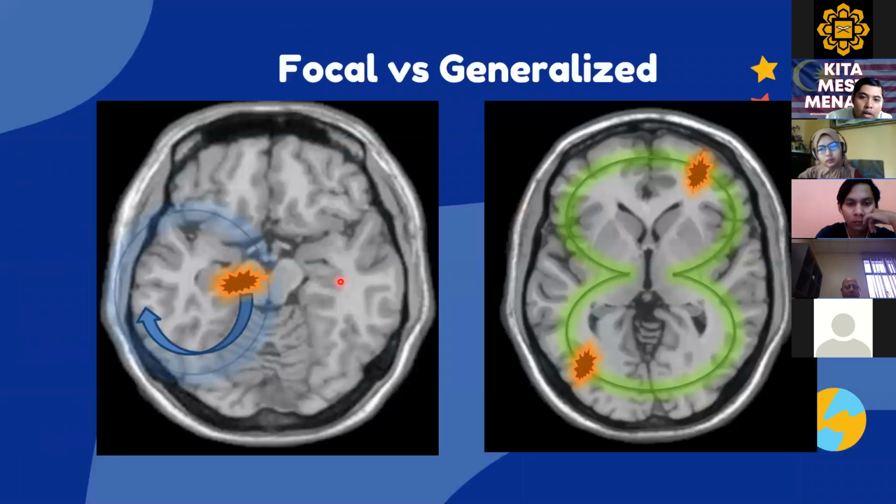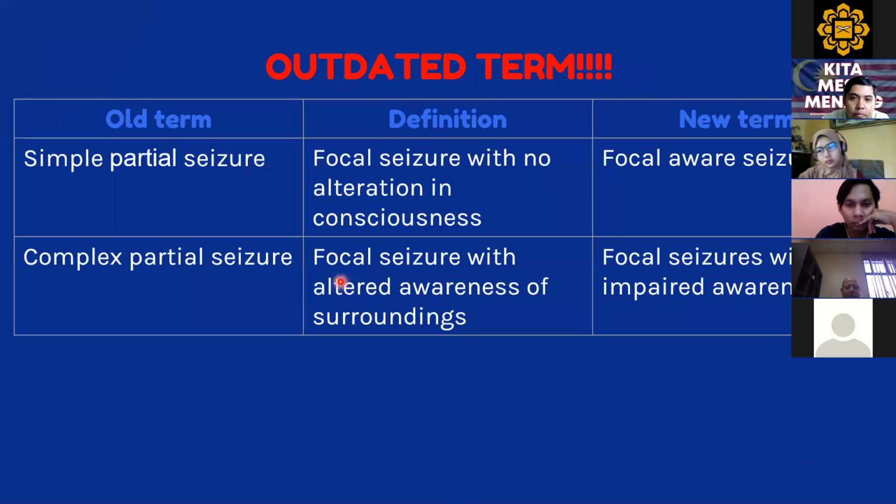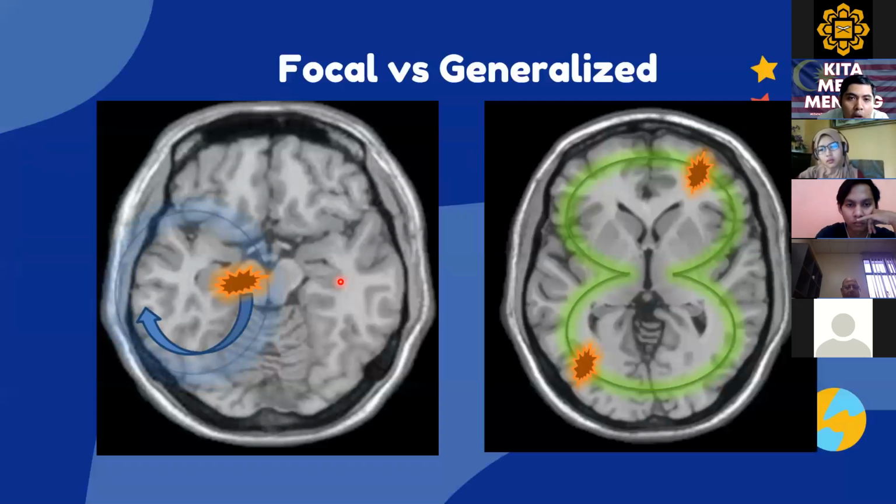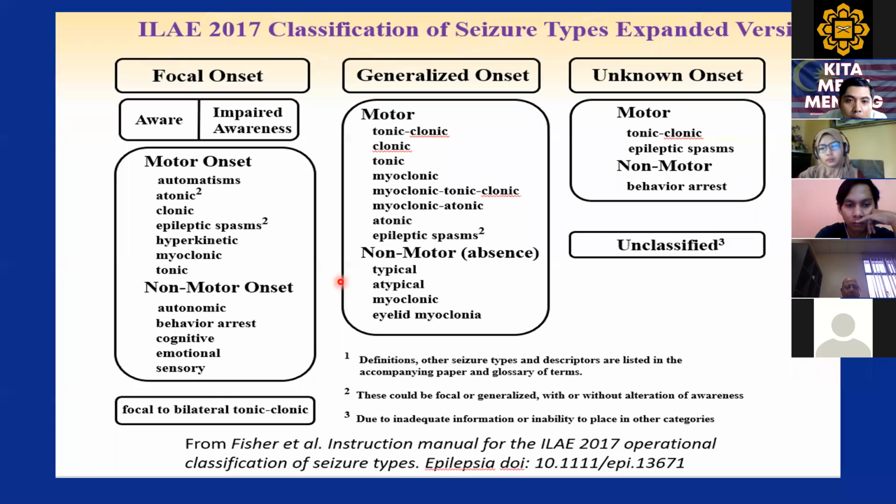Okay, so on the left side, it is focal onset. On the right side, it is the generalized onset of seizures. Okay, so according to this, for focal onset, we can divide it into first aware or impaired awareness.